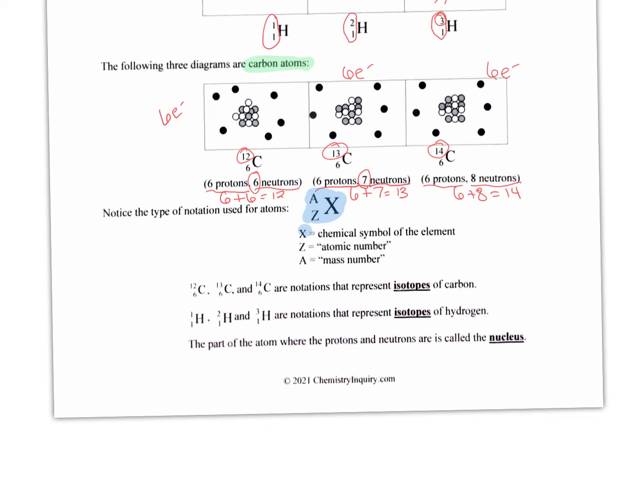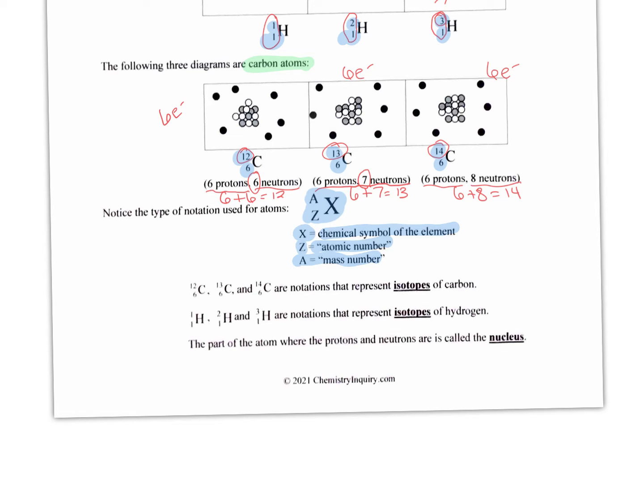So X is the chemical symbol of the element. Okay, we could kind of see that. Z is the atomic number, and that's the number on the bottom here. And up in our hydrogens, it's that 1. So that's the atomic number. And then A is the mass number, so the top number up here is the mass number.